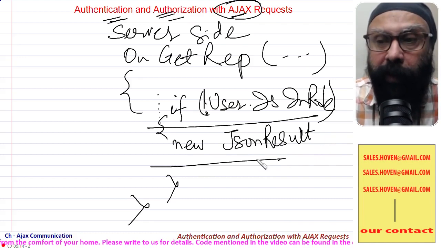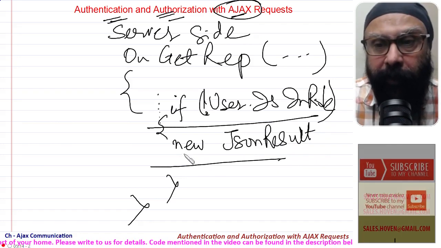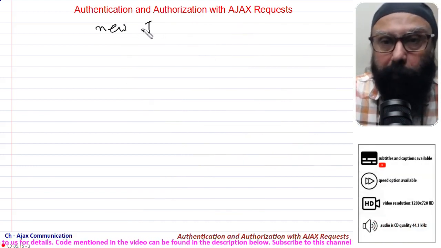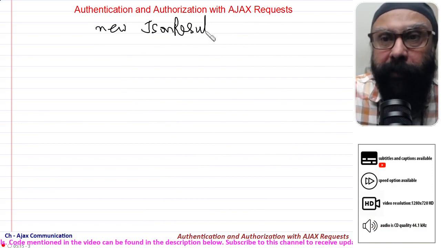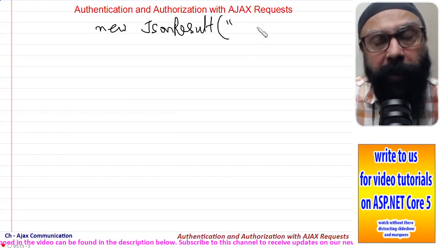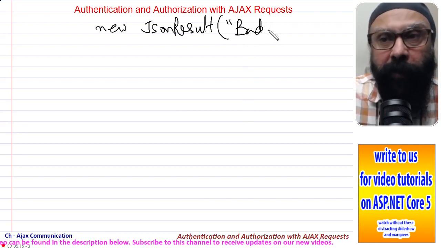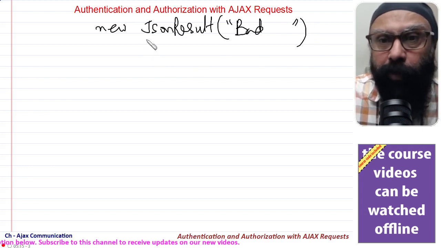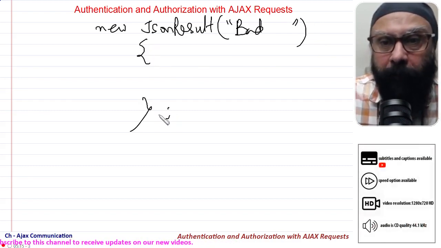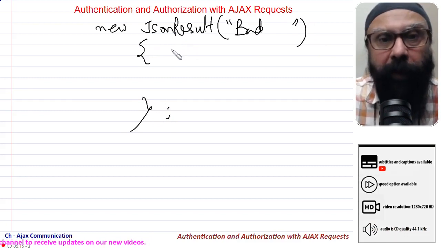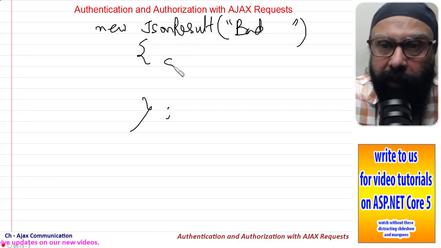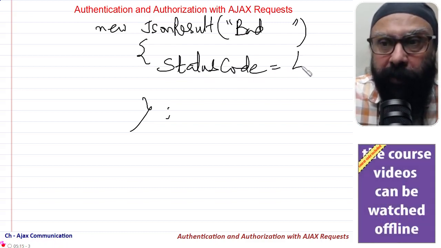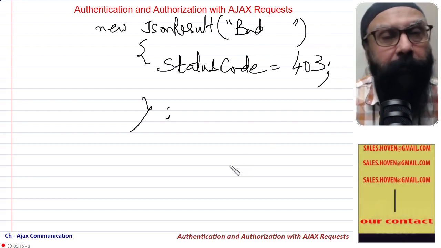So new JSON result, and let me write it a bit clearly. New JSON result. You can pass some string here, bad error or something, authorization denied or access denied, and it should be followed by a property. See, JSON result has a property. The property of JSON result is called status code. Set the status code as 403.